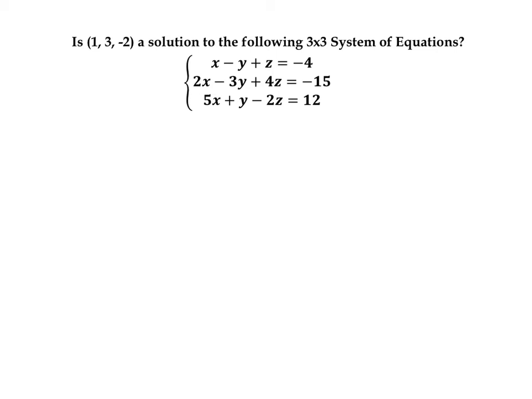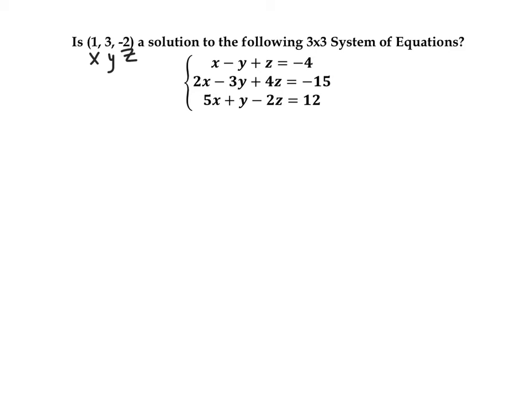To work backwards, we first have to go into the assumption that these numbers represent the x, the y, and the z. It's always going to be in alphabetical order. So I can assume that 1 is the x, 3 is the y, and negative 2 is the z. We're going to plug the 1 in everywhere we see an x, the 3 everywhere we see the y, and the negative 2 everywhere we see the z. And then we're going to simplify and see if the answers check out.